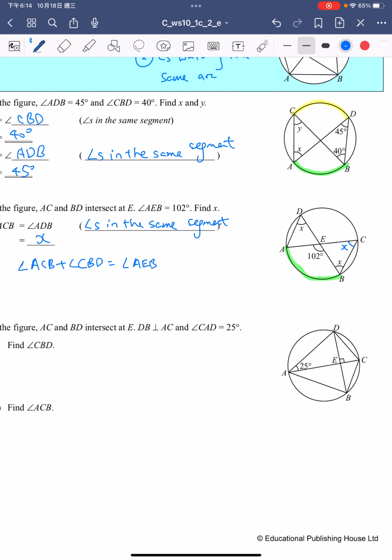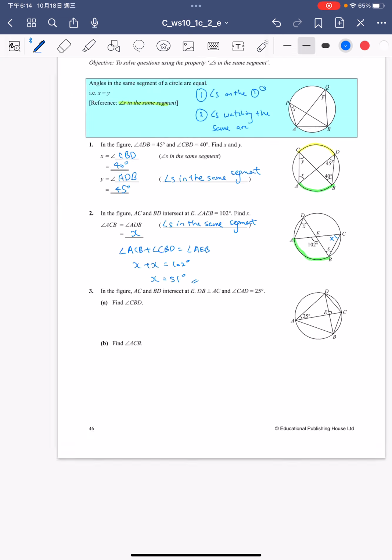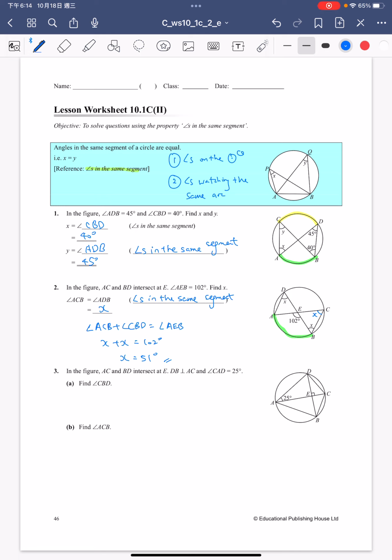So we change it back to the letters and numbers. We have x plus x give you 102 degrees. And then we solve for x: x is going to be equal to 51 degrees. So that's for question 2. So now we can do question 3.